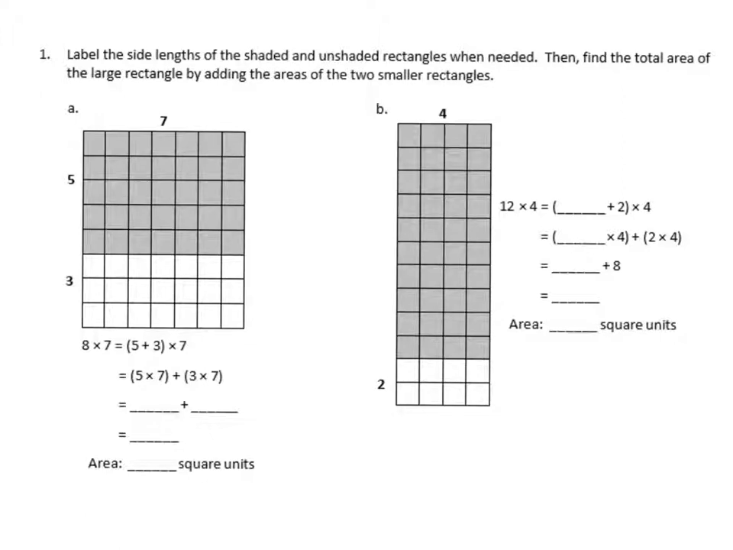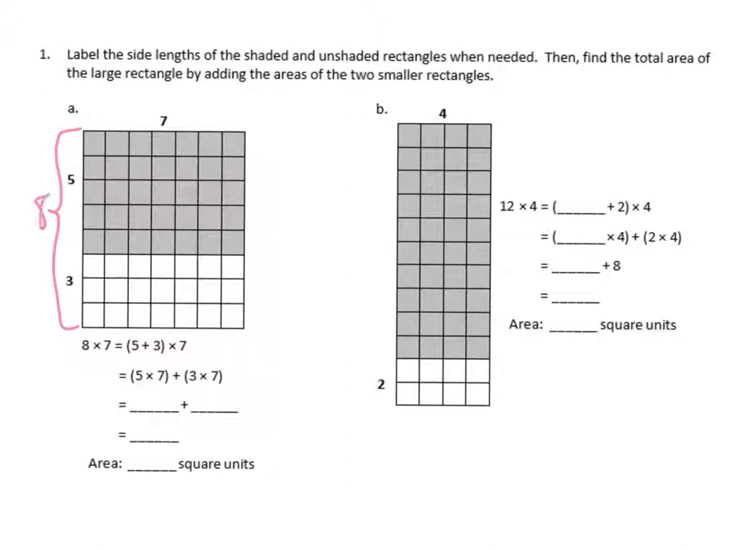Look at number 1 on your problem set. It says label the side lengths of the shaded and unshaded rectangles when needed. Then find the total area of the large rectangle by adding the areas of the two smaller rectangles. So if I look at letter A, I see that there's a shaded part which has 5 as the width and 7 as the length. I see an unshaded part which still has 7 as the length, but 3 as the width.